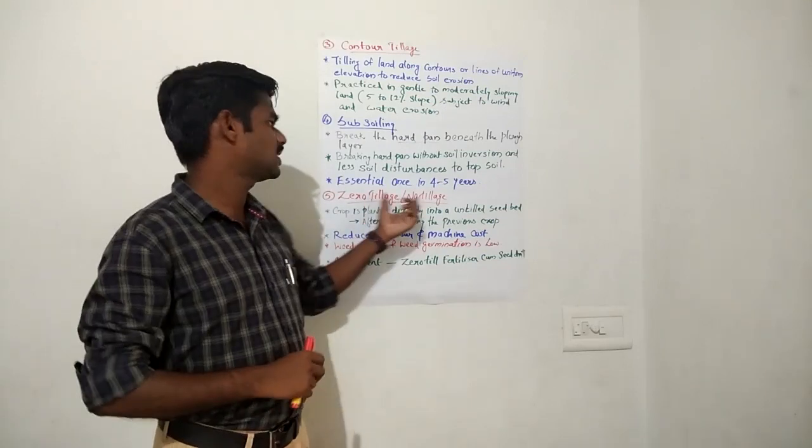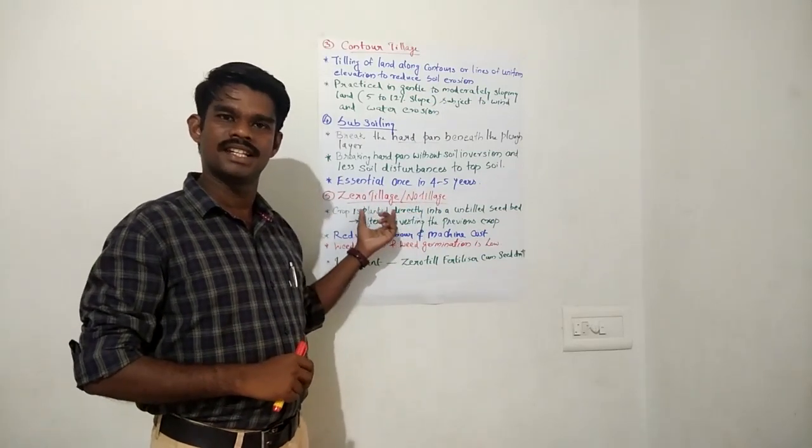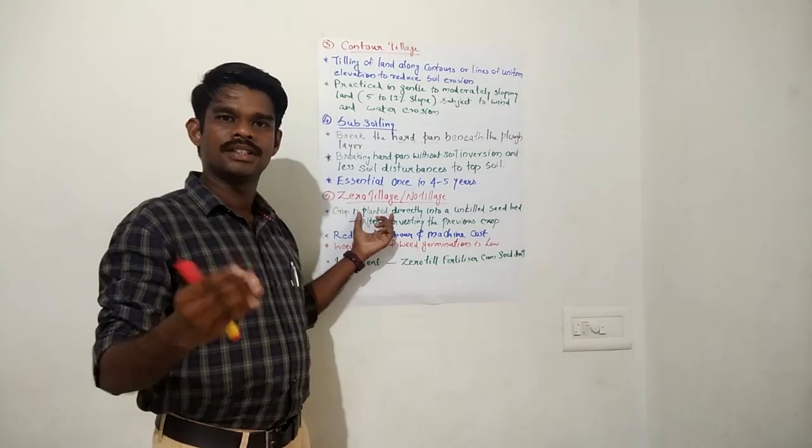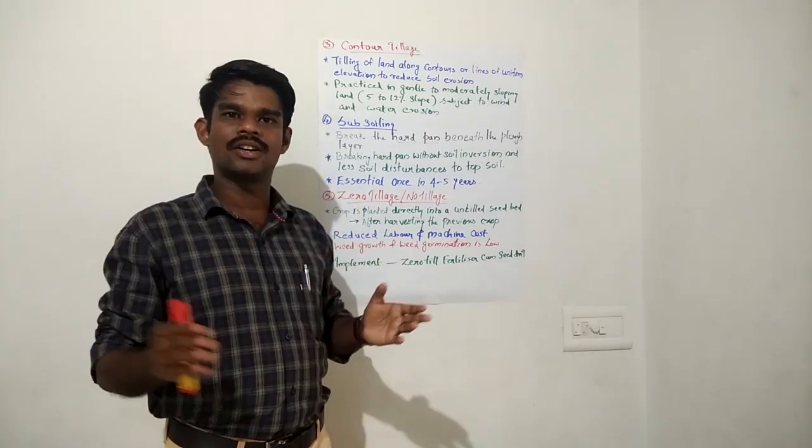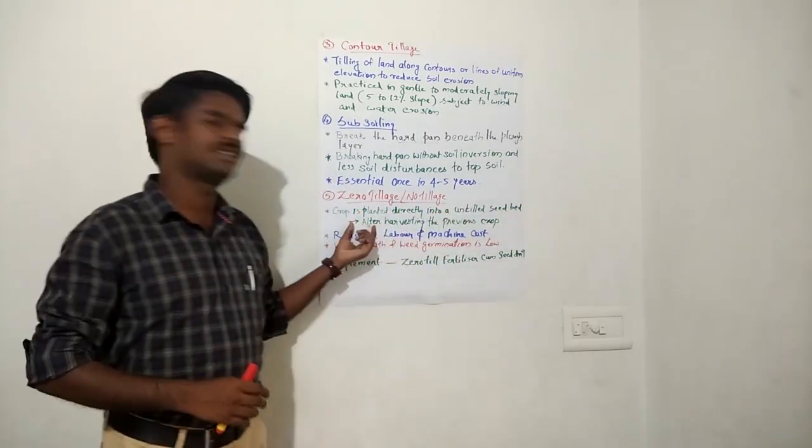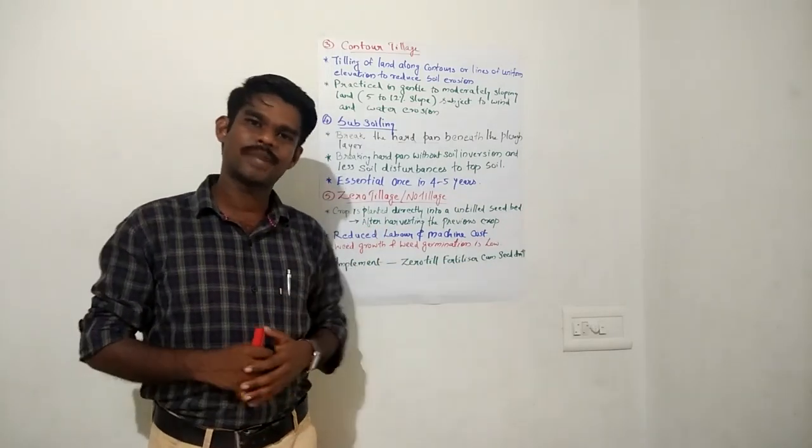So zero tillage is a method of tillage in which the crop is grown in an untilled seedbed after the harvesting of a previous crop.